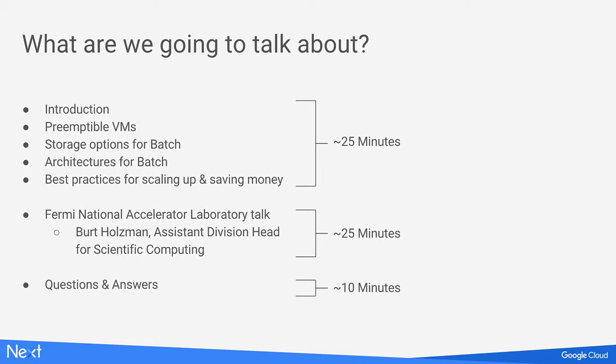when designing your architectures. And then we're gonna talk about architectures for batch, and obviously we're not gonna talk about just general architectures for batch in a vacuum. We're gonna talk about them in the context of GCP. Especially if you're migrating a batch system to GCP, you'll get some idea of what are different tools and how do you put them together to make things happen. And of course, then everybody's favorite topic, saving money and actually scaling up and making sure that while you're scaling up, the cost doesn't scale proportionally with the size of your compute. And then in the second half, we'll hear from Burt. And then of course, there'll be time for Q&A at the end.